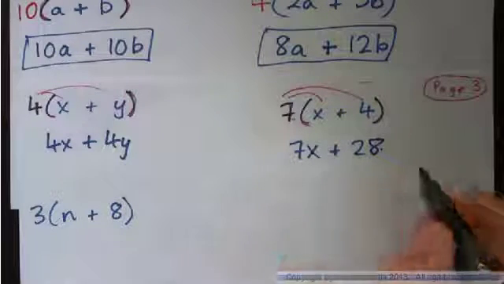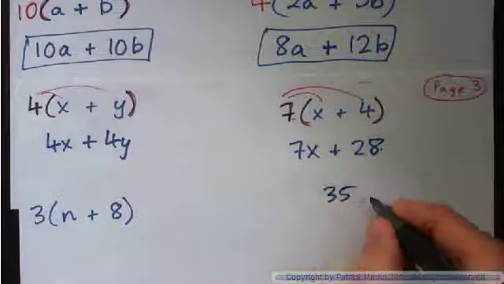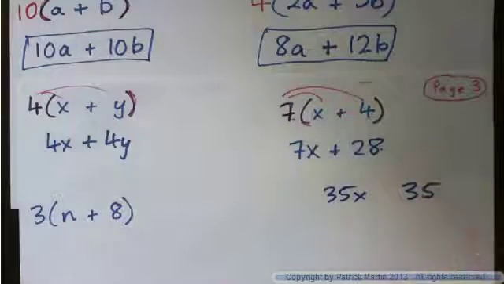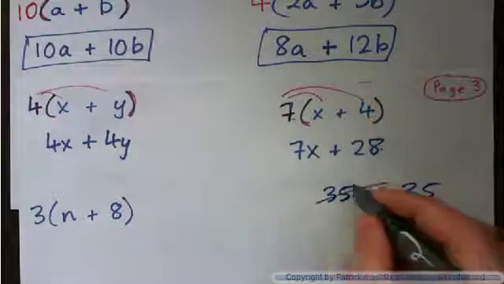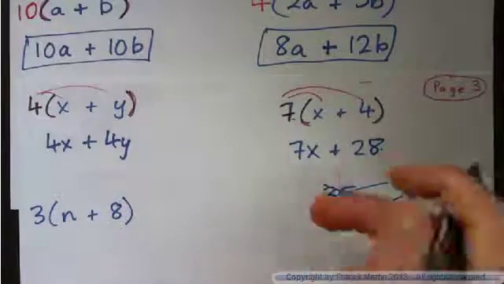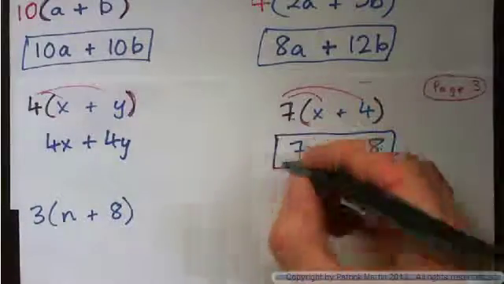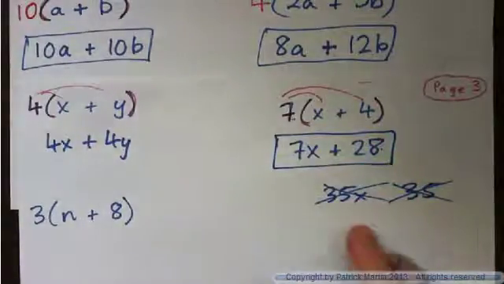These are not like terms. So they don't make 35 pieces of candy or $35, do they? You can't add candy and dollars. That doesn't make any sense. So they're not like terms, so you leave it alone, right?